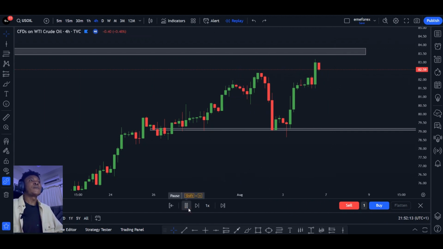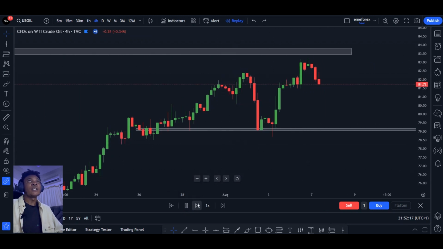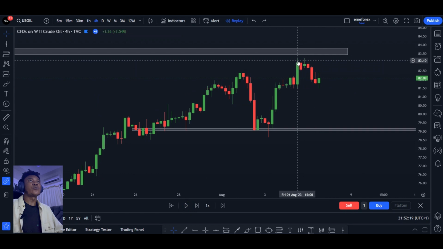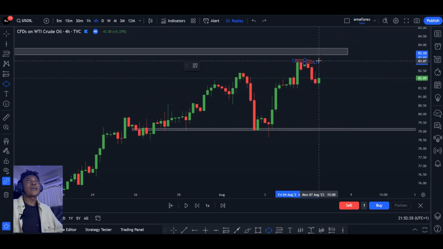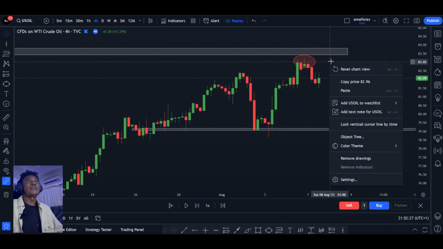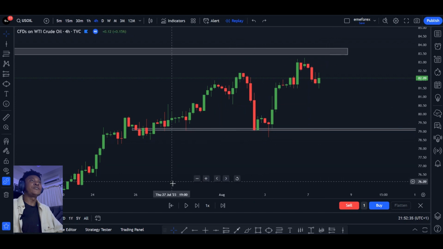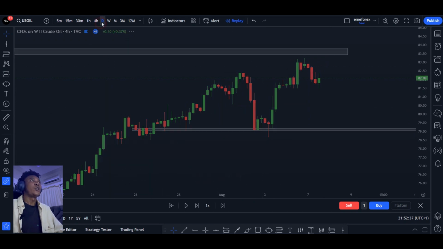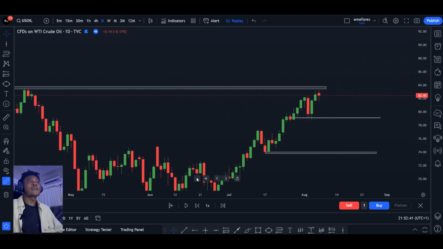So this was how we got our entry, and we went straight into the target. We're a few pips shy of the target, which was basically these highs here, and we started seeing the higher time frame sell kicking in. So this was more like a day trade for the oil buy position. So over to the next one, which was the sell.